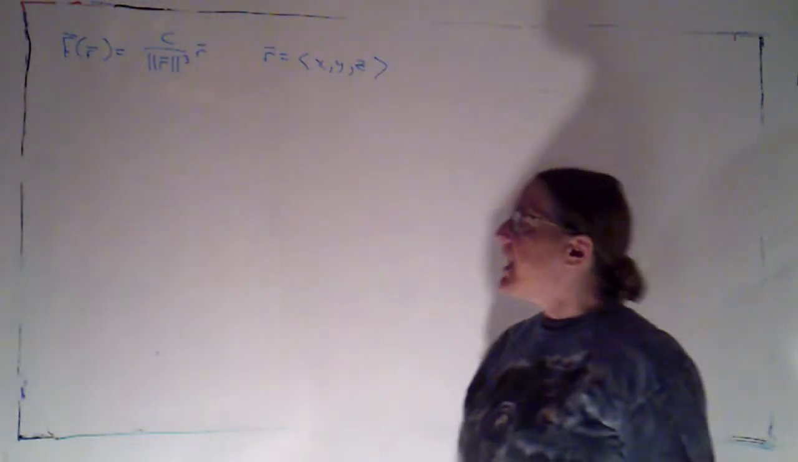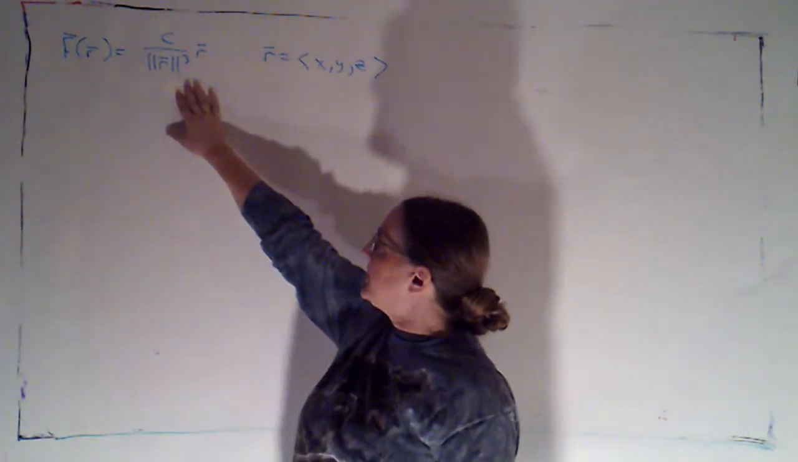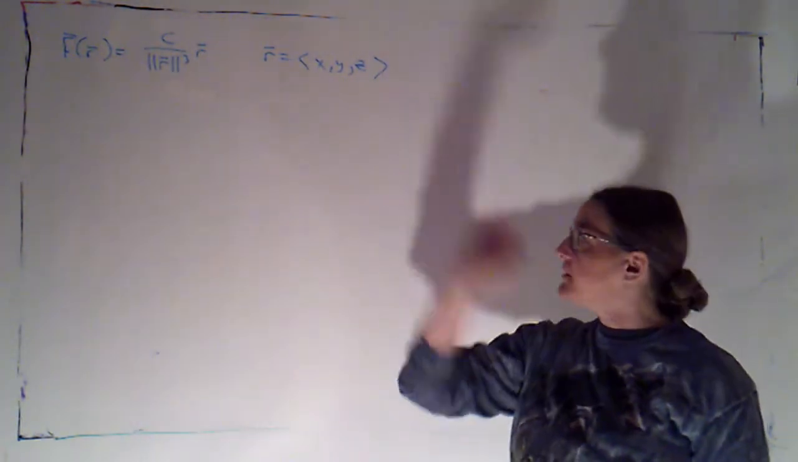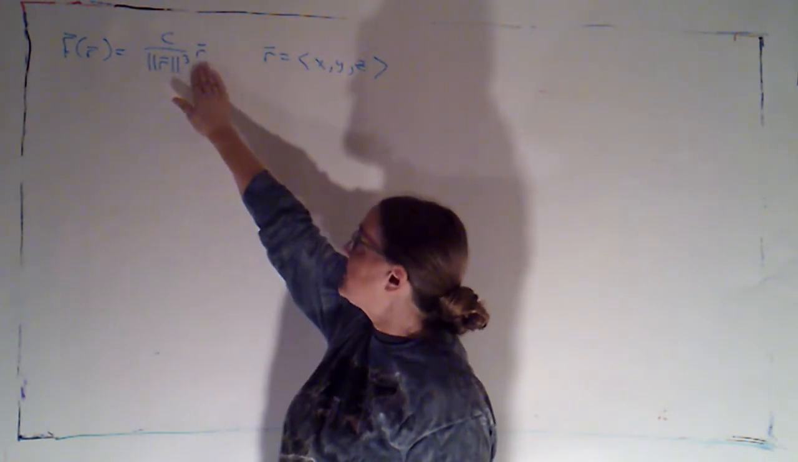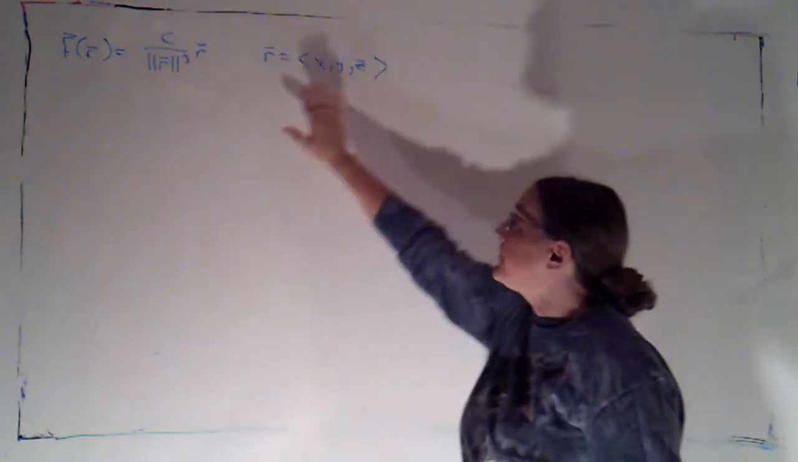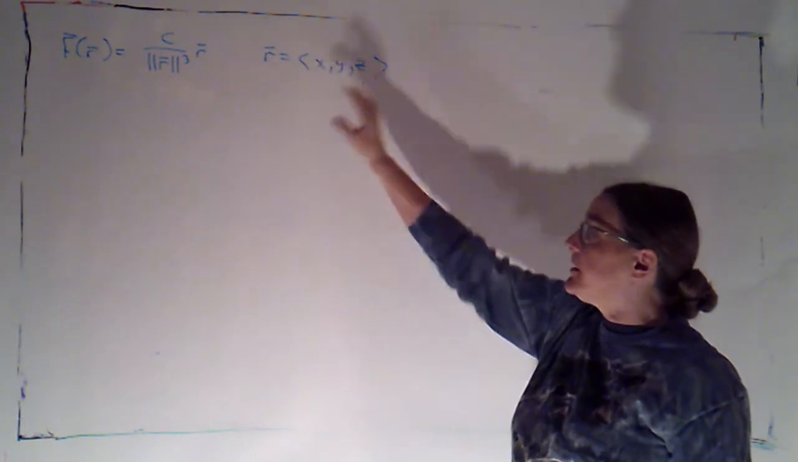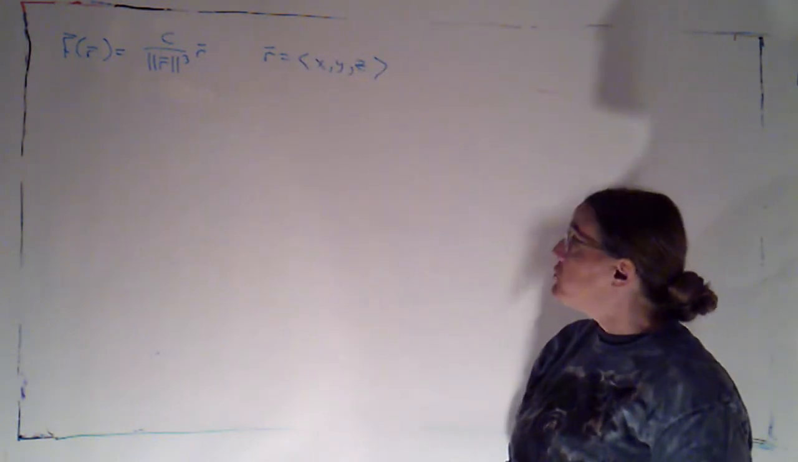Okay, I want to take a look at an inverse square field. So remember, here's the general formula for an inverse square field: some constant over the magnitude of my position vector cubed times my position vector. I'm working in 3 space now. I could use that formula for a vector in 2 space as well.